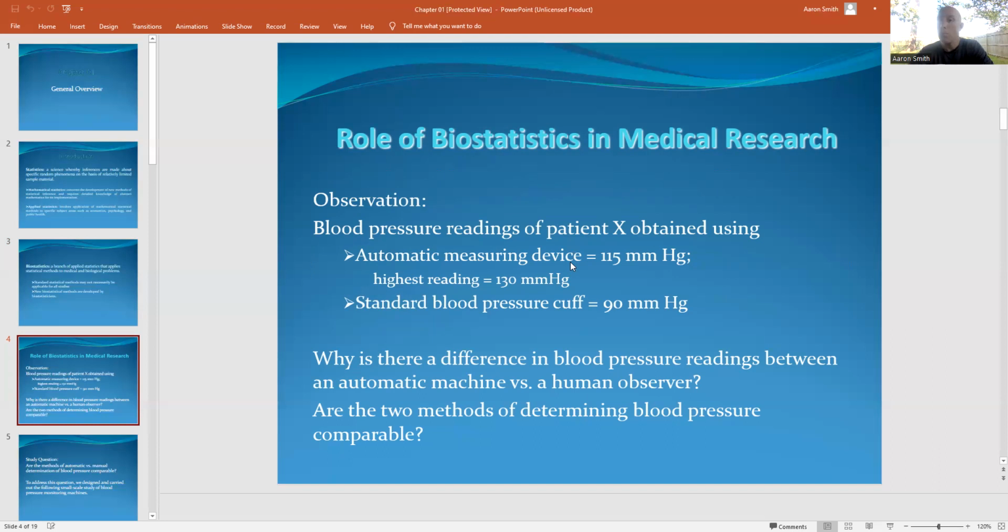All right, well, can we draw an inference off of this? Which one is more accurate than the other? We'd like to know. So, we want to know, is there a statistical difference in blood pressure readings between the automatic machine and the human observation? Are the two methods really reading the same thing, or are they reading something different?